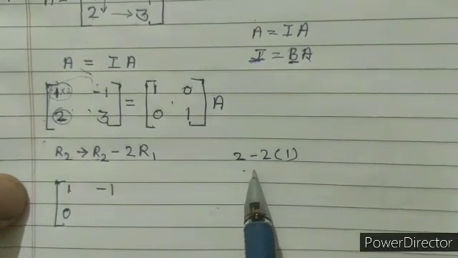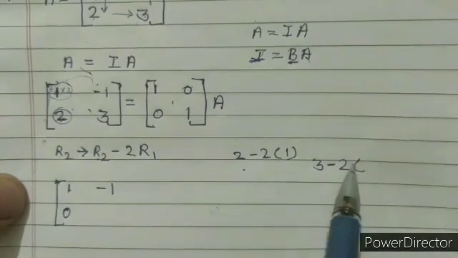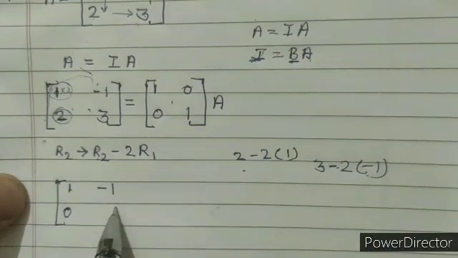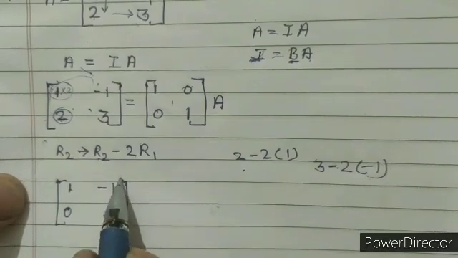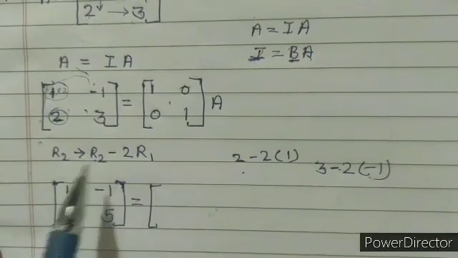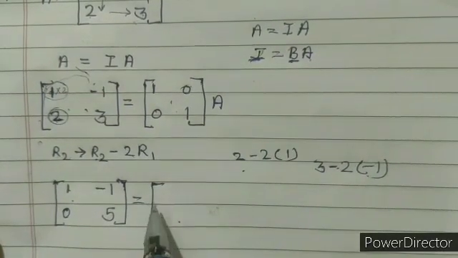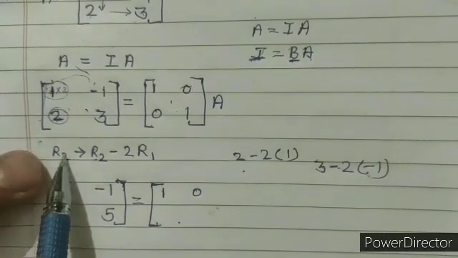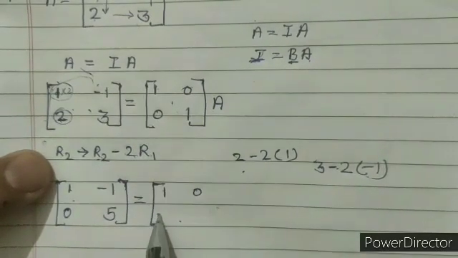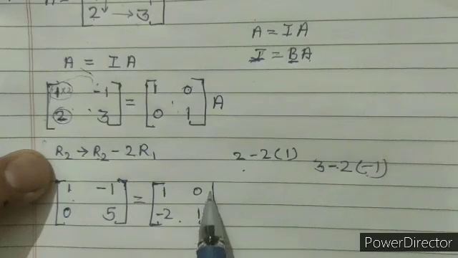Again, the second element of row 2 is 3, and its corresponding element in row 1 is minus 1. And 3 minus 2 into minus 1 will be equal to 5. Now we apply the same elementary transformation that we applied on the left hand side to this identity matrix. The first row will remain the same. The second row will be R2 minus 2 into R1. 0 minus 2 into 1 will be minus 2. 1 minus 2 into 0 will be 1.